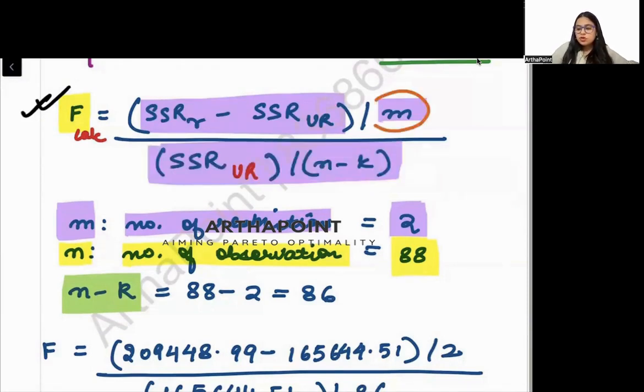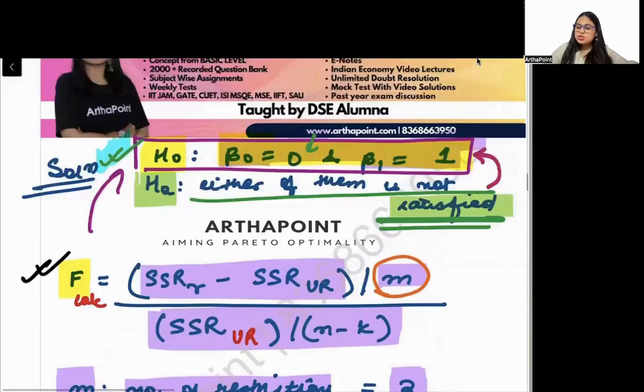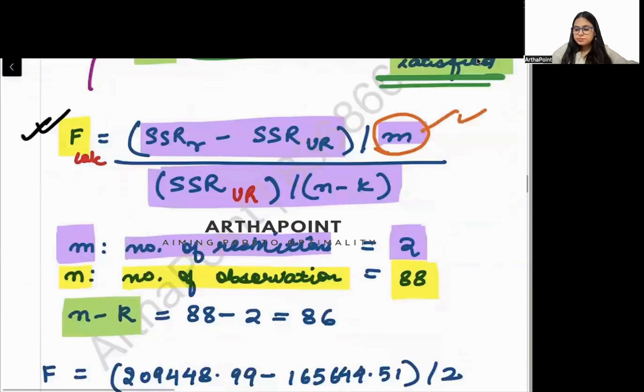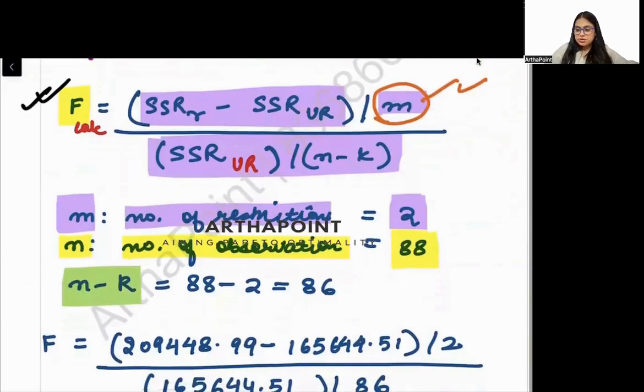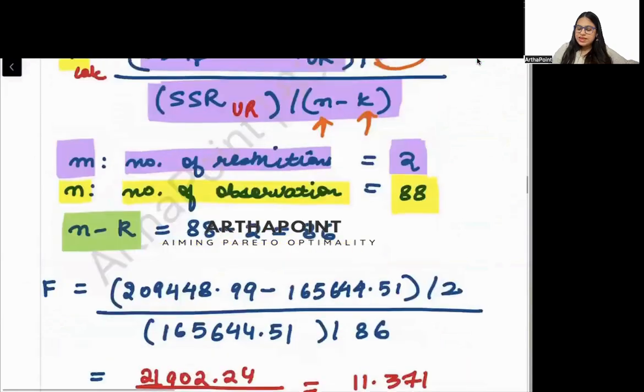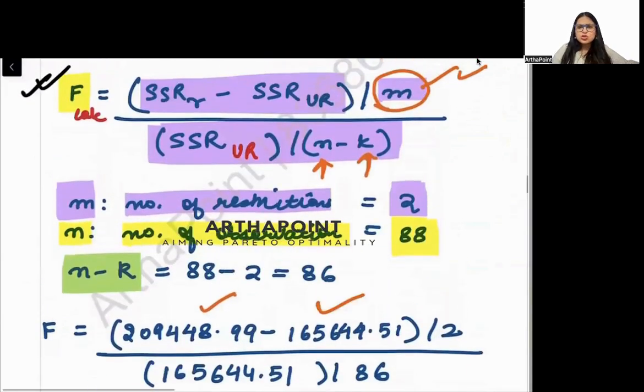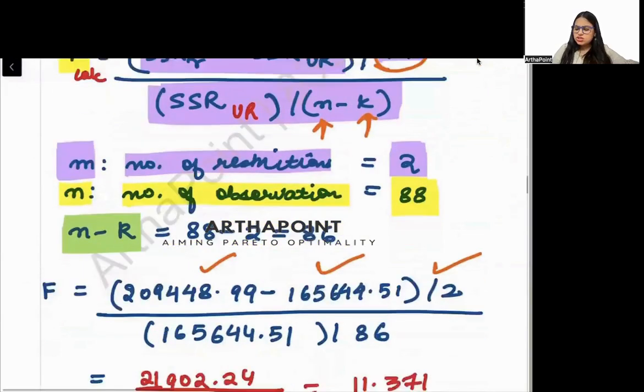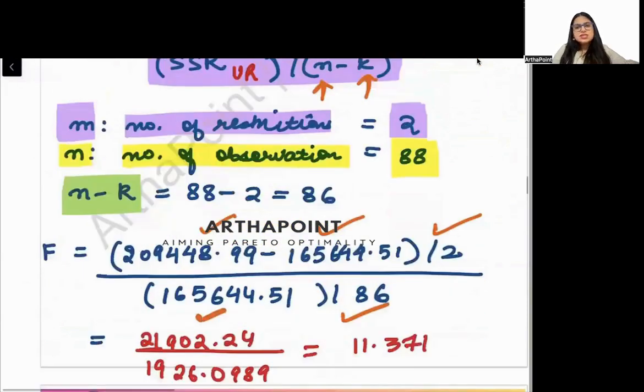M is the number of restrictions that you put. So in this case, I am putting two restrictions, one on beta naught and one on beta 1. K is the number of parameters and N is the sample size. So if I go ahead and put it in, this is going to be SSR minus SSUR over M, and in the denominator SSUR over N minus K. I have just plugged in the values. When I plug in the values, I am getting the F calculated as 11.371.